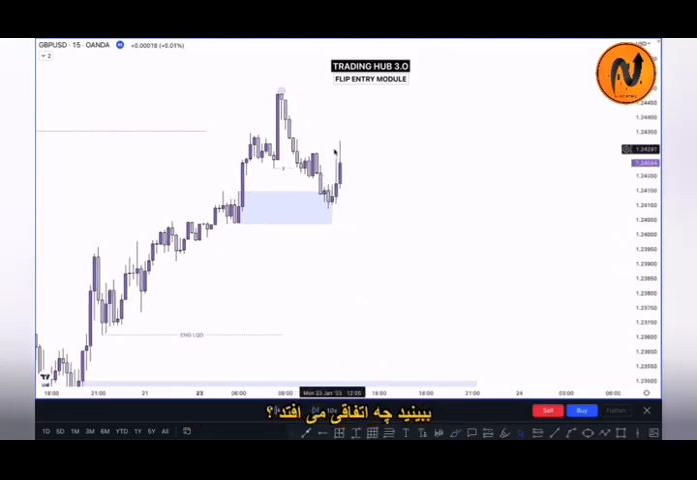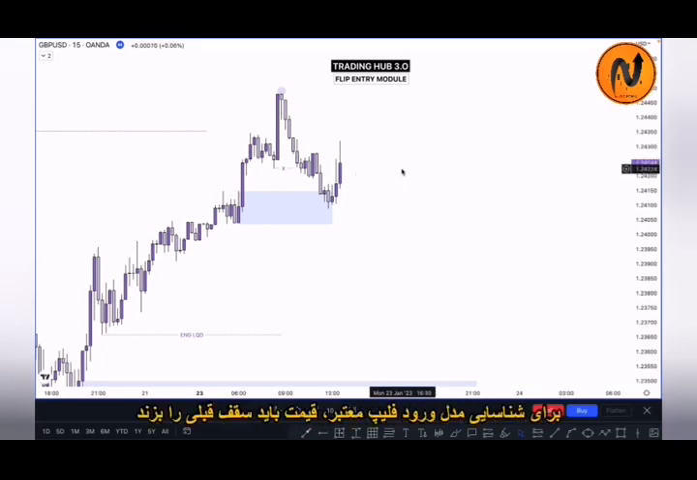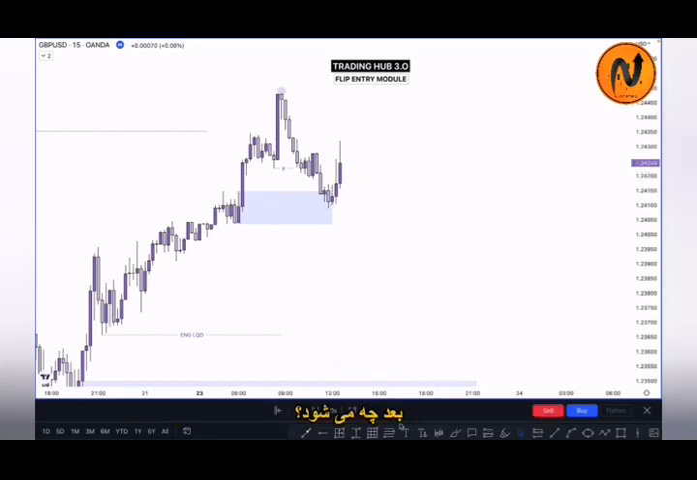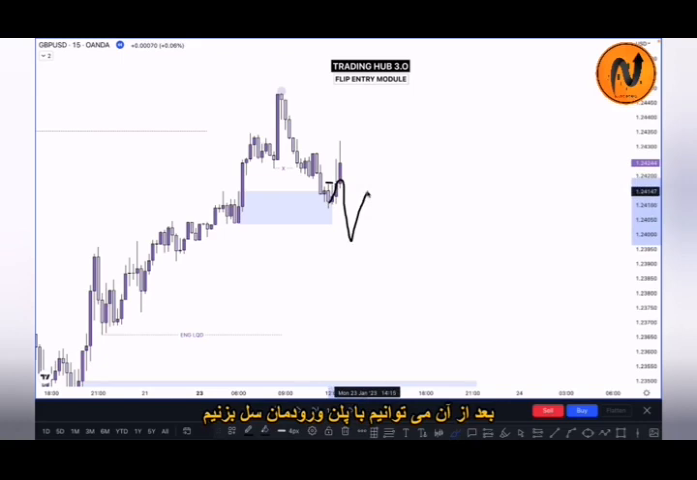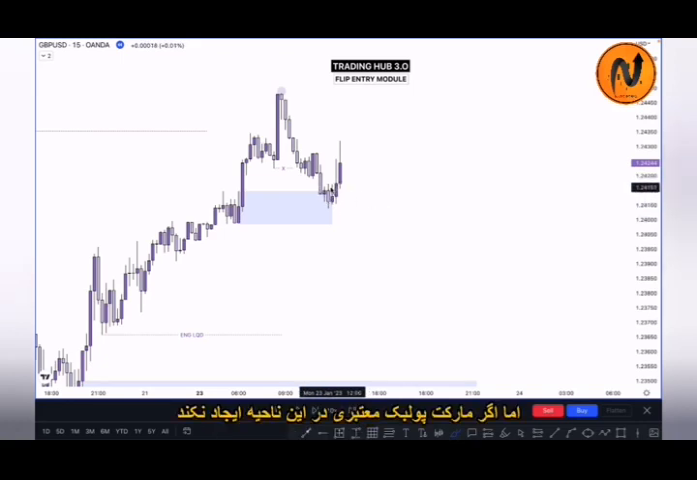Okay, so what is happening here, look at this one, and remember one more thing: to identify a valid flip and remodel, price must take out the previous high. It means a valid pullback at this time. When price taps here, the market must break the previous candle high to confirm this is a flip, right? And then sell as per your entry plan, right? But if the market does not create any valid pullback at this time, then there is no need to sell there.